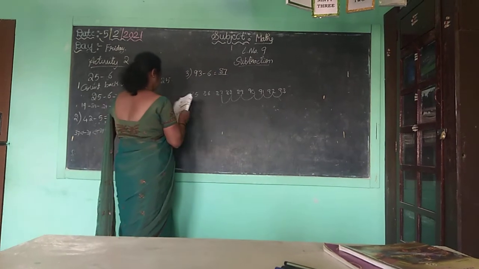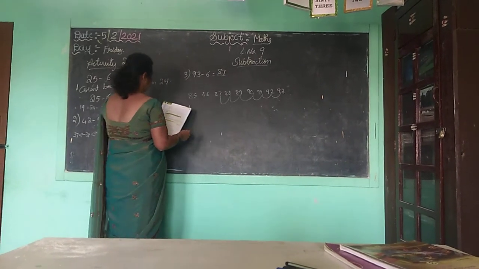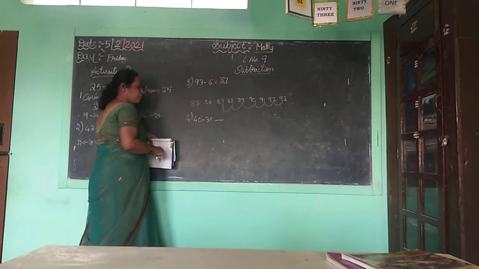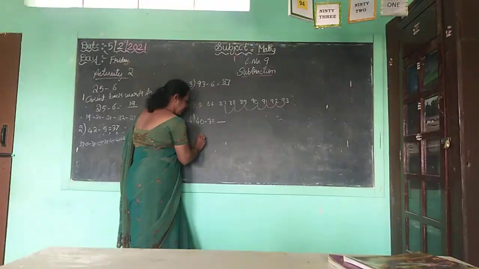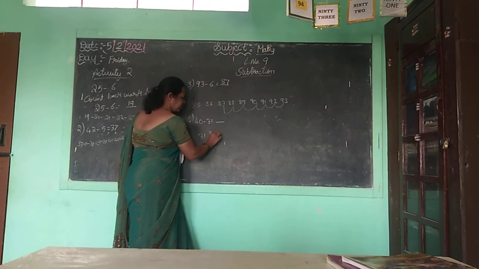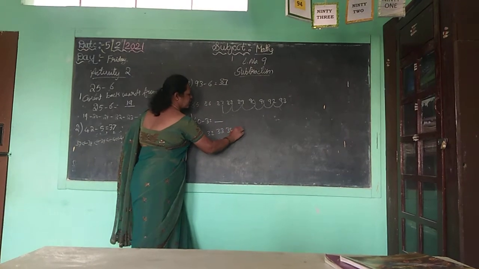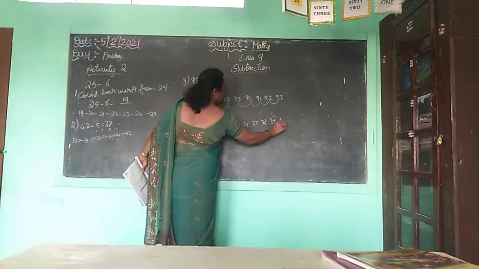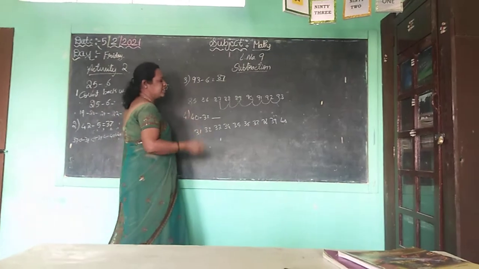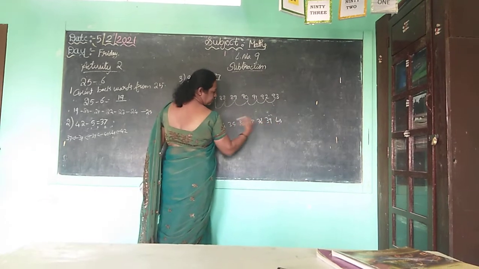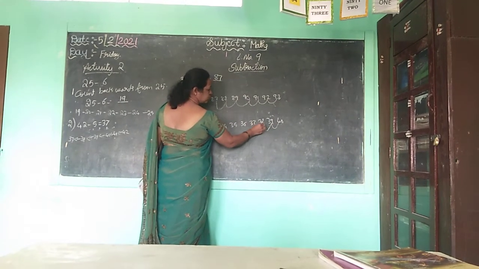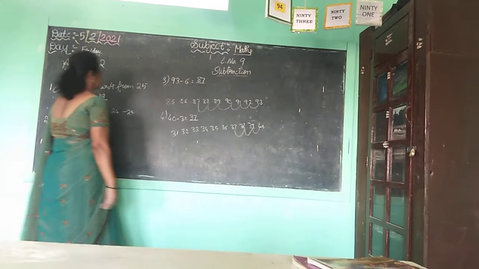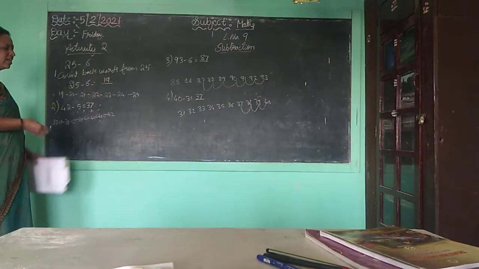Okay, fourth one. 40 minus 3. 40 minus 3 is how much? So 40 is there. I'll take from 31, 32, 33, 34, 35, 36, 37, 38, 39, 40. So how many spaces do I want to come back? 3 spaces from 40. Okay, here 40 is there. Come backward counting 3. 1, 2, 3. How much? 37. Okay, children. So you can do the subtractions by counting backward the number.